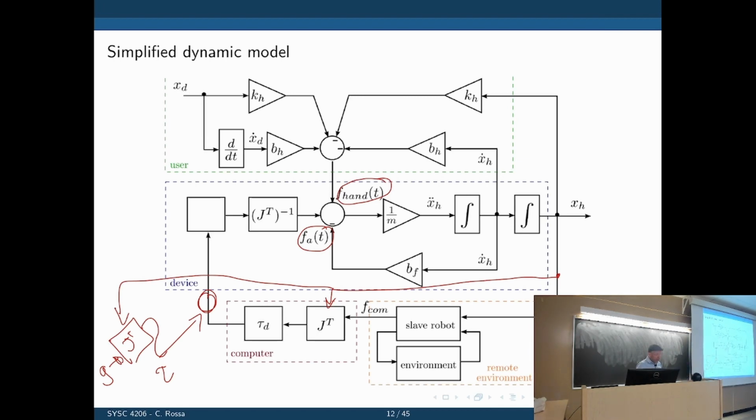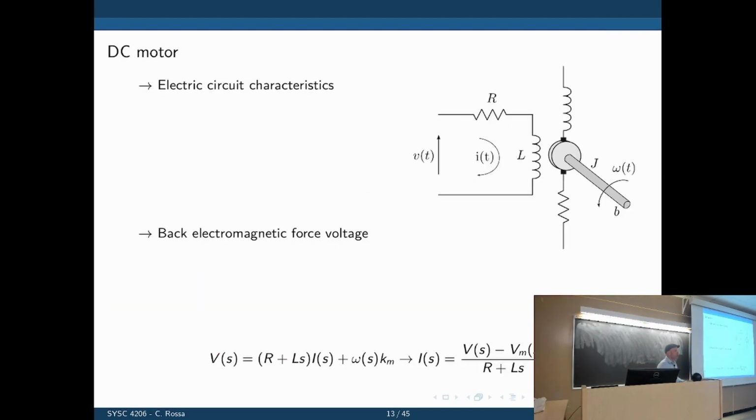When we are controlling a torque, we are controlling the torque of a DC motor, if each joint in the haptic device has a DC motor. So to control the torque, we need to understand how the DC motor works. Let's go back to 3600 and 3610 and come up with the equations for the DC motor.